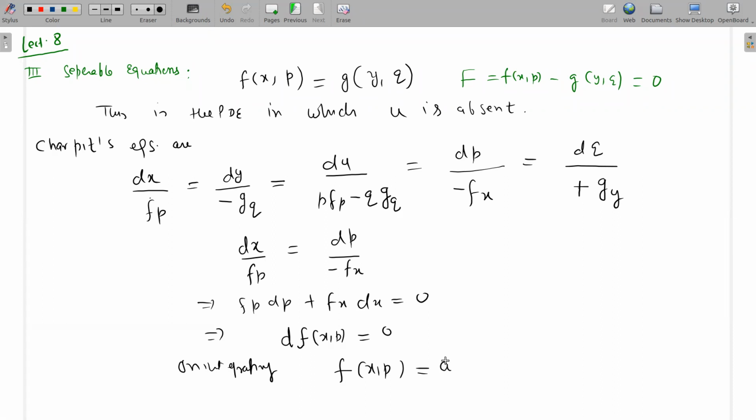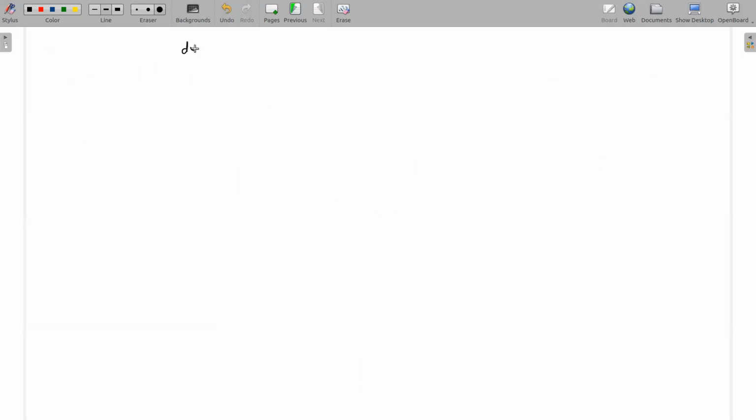And from now use the given equation. From the given PDE, f of x and p equals constant, so g of y and q is also equal, so that is also constant a. So then now use the relation du equals p dx plus q dy to find the complete integral.